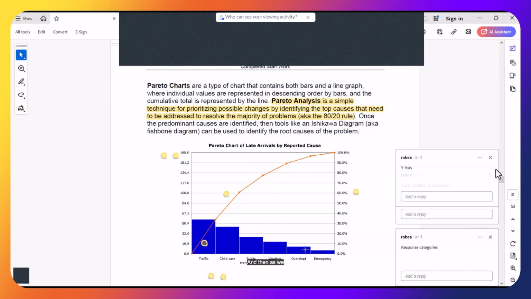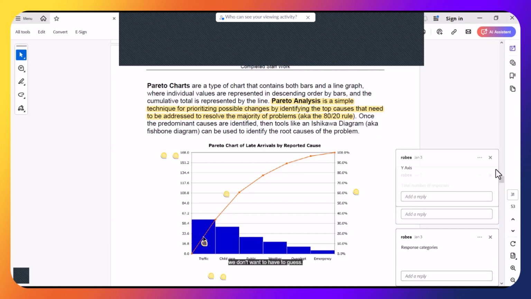And then as we go down the descending order of these bars, we see this line increase to finally reach 100% or 168, which are the total number of late arrivals. So one of the things that's missing in this chart is a very specific reference to the total number of late arrivals due to traffic, for example, and its corresponding percentage. We have to guess. It's roughly 55-ish late arrivals for traffic, and that corresponds to maybe 34%.